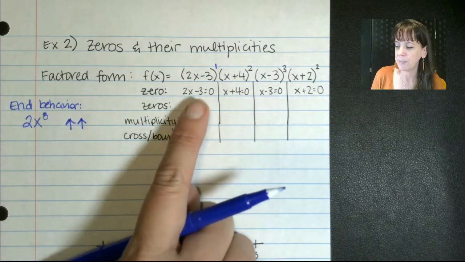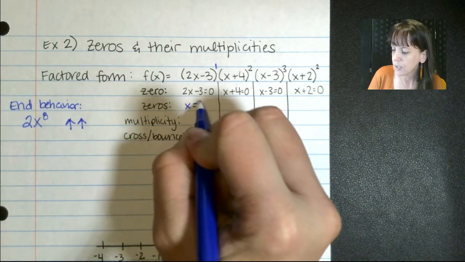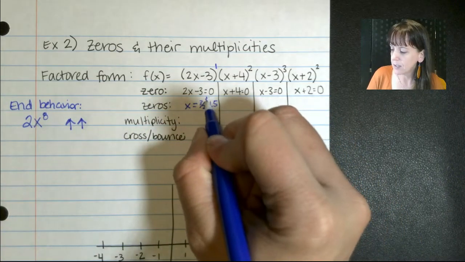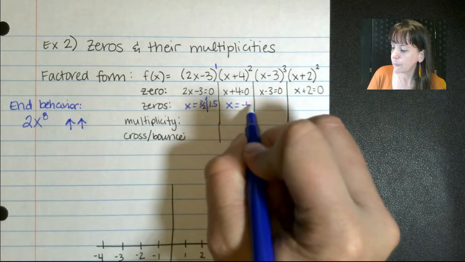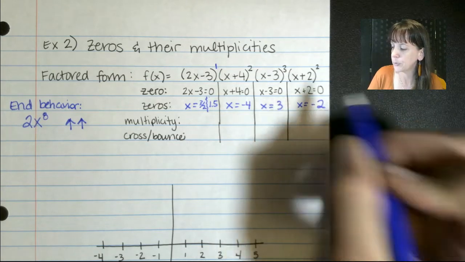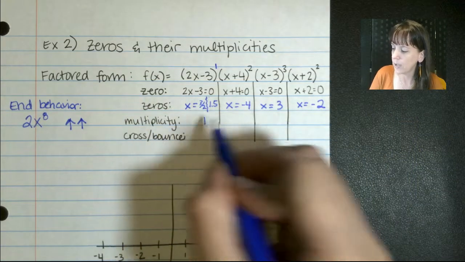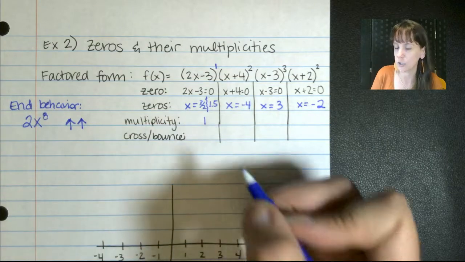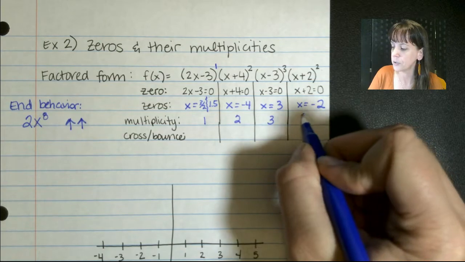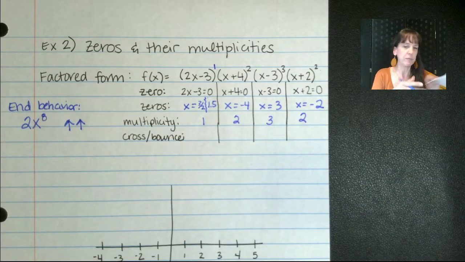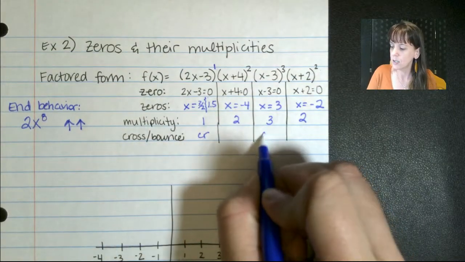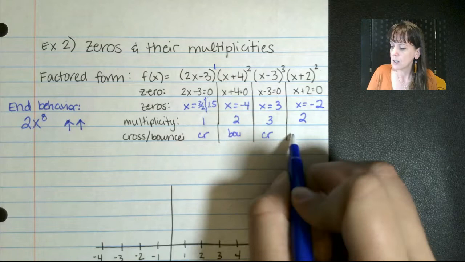If I add 3 and divide by 2, I would have x equals 3 halves, or 1.5, right? Like that. x equals -4, x equals +3, because I would add 3 to both sides, and x equals -2. Now, the multiplicity on this one is 1. The multiplicity on this one is 2, because it occurs 2 times since it's squared. This one occurs 3 times, and this occurs 2. Now, remember, from our previous notes, if it's odd, it crosses. So this is going to cross, cross, and this is going to bounce and bounce.